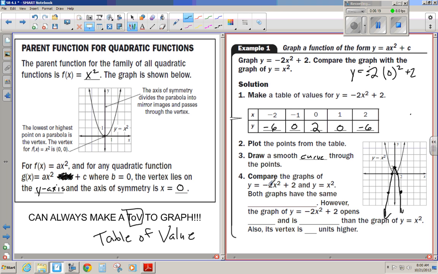So you look at how the parent function changed from the child function. And you can see that they both have the same axis of symmetry. However, the graph you put on here opens down, and is narrower than the parent function. Also, its vertex is 2 units higher.